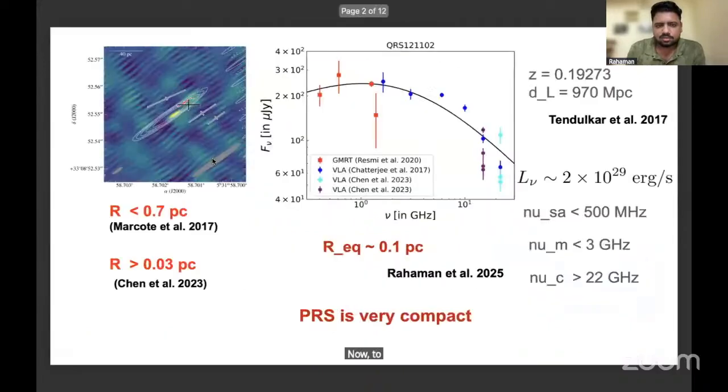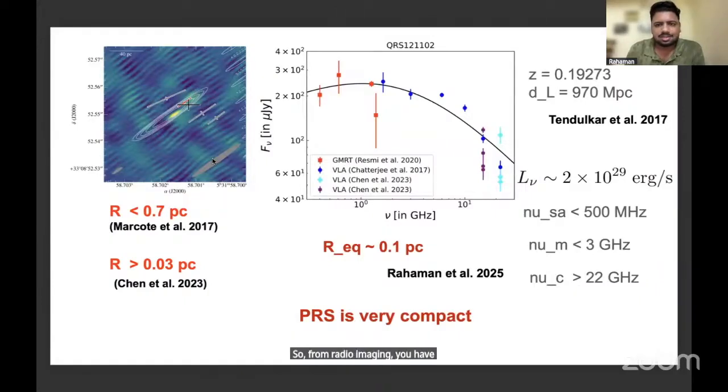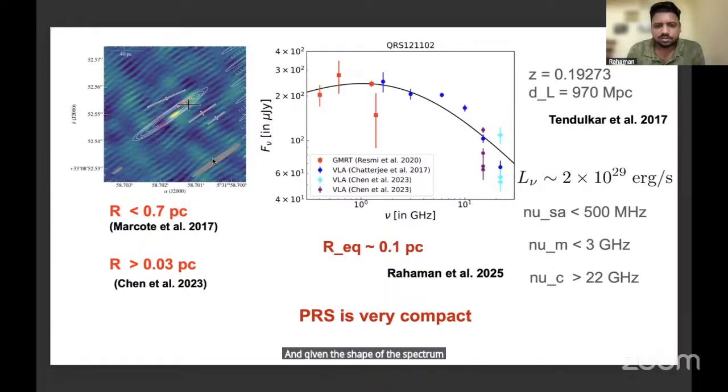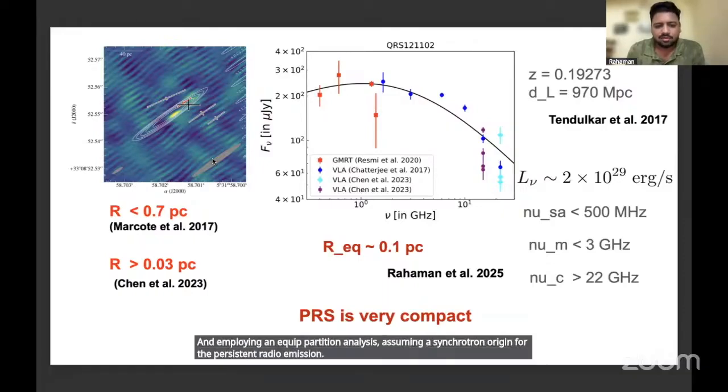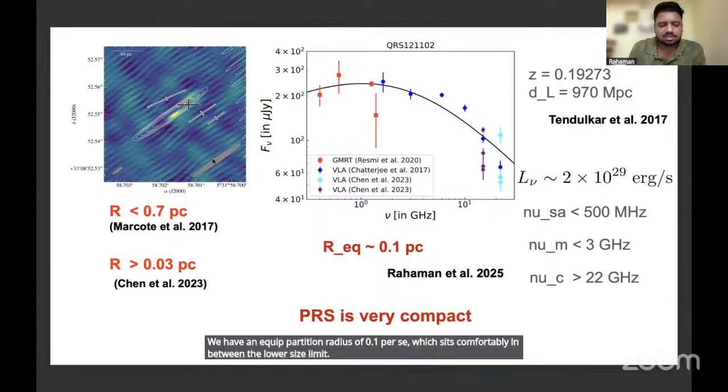Now to start with, we can have a basic summary of the observational facts. From radio imaging, you have an upper limit on the size, which is 0.7 parsec. From radio scintillation studies, you have a lower limit on the size, which is 0.03 parsec. Given the shape of the spectrum and the redshift of the source, and employing an equipartition analysis, assuming a synchrotron origin for the persistent radio emission, we have an equipartition radius of 0.1 parsec, which sits comfortably in between the lower size limit and the upper size constraint that we have.